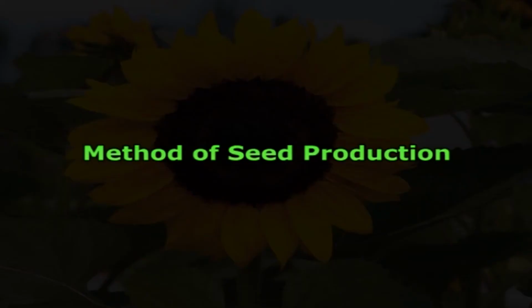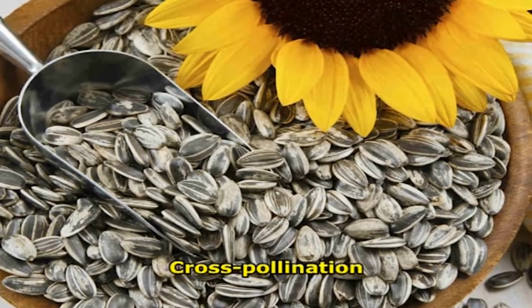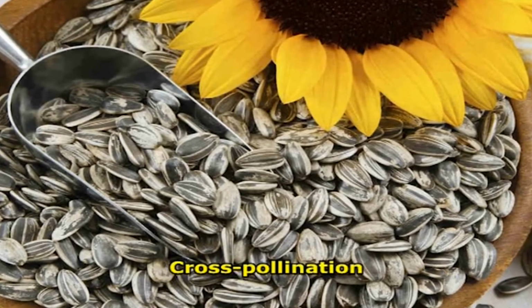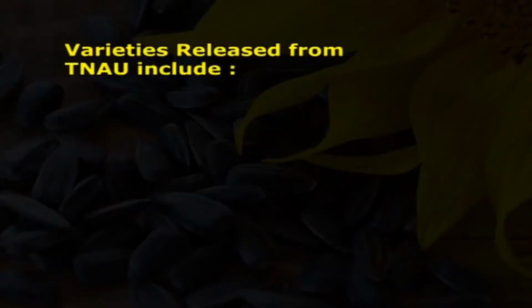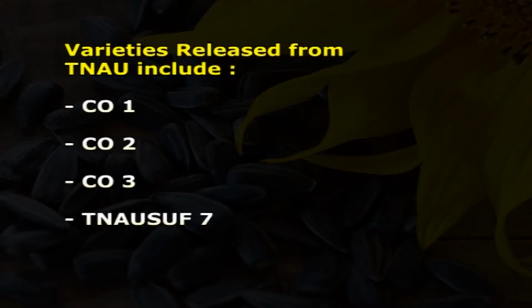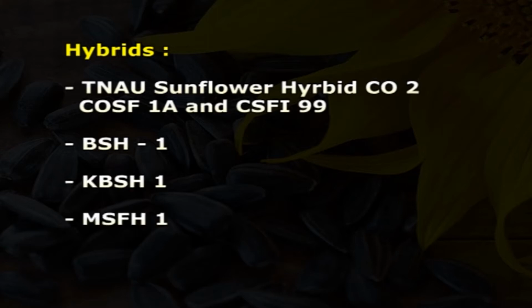Coming to the methods of seed production in sunflower, varieties are raised under isolation and allowed to set by cross pollination. Whereas hybrids are produced by employing cytoplasmic genic male sterility as a tool. The varieties released from TNAU include CO1, CO2, CO3, TNAU Sunflower 7, CO-SFV5. Coming to hybrids, TNAU Sunflower Hybrid CO2 with the parents COSF1A and CSF599, BSH1, KBSH1, MSFH1, TCSH1.